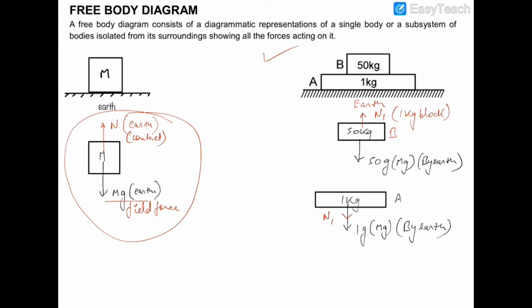Now the 1 kg block is still at rest, and it is also due to the fact that on the 1 kg block a normal reaction force N2 is acting in the upward direction, and this is due to the earth contact. And this N1 is acting due to the 50 kg block.